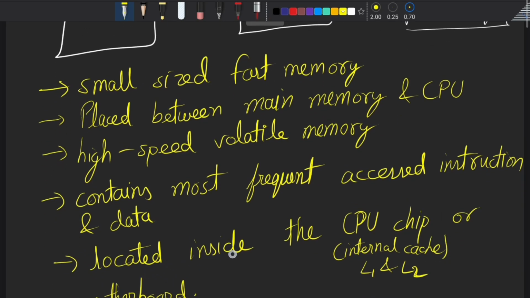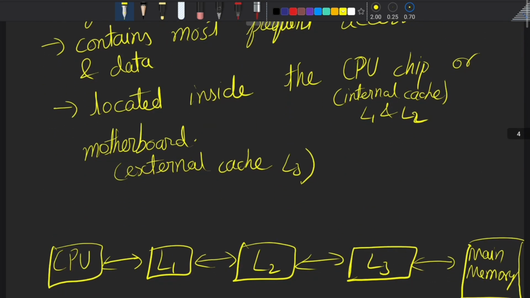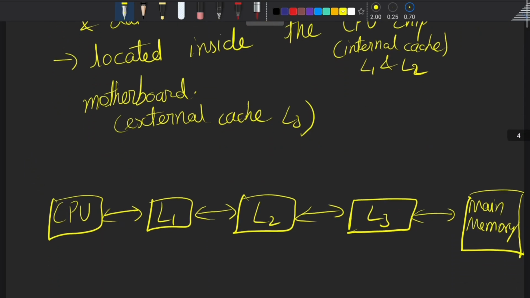So it is located inside the CPU chip or on the motherboard. The cache memory located inside the CPU chip is also known as internal cache. These are L1 and L2. Those cache memories located on the motherboard are called external cache, which is L3.